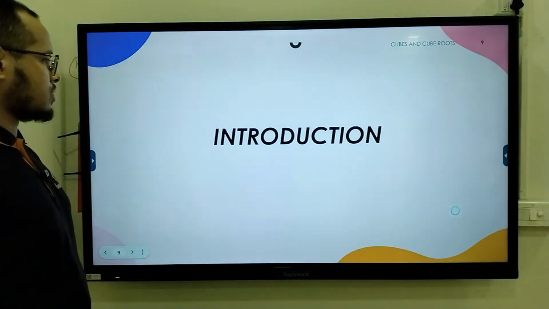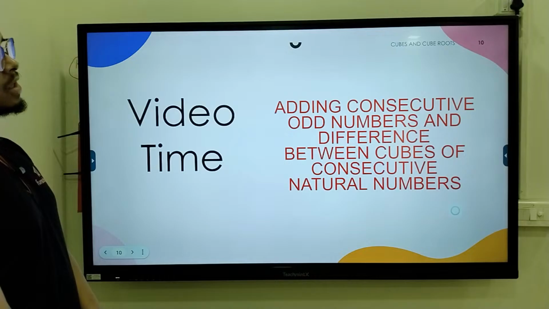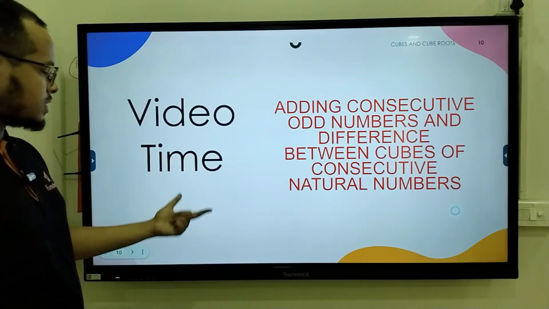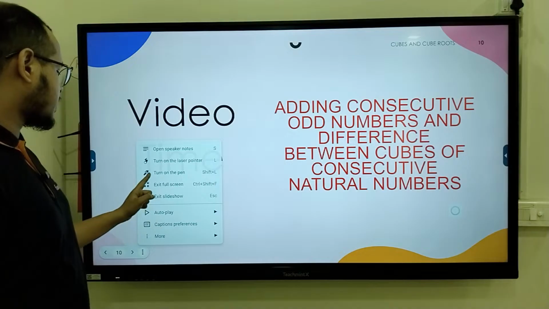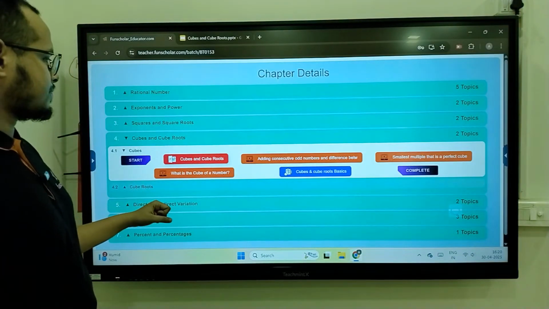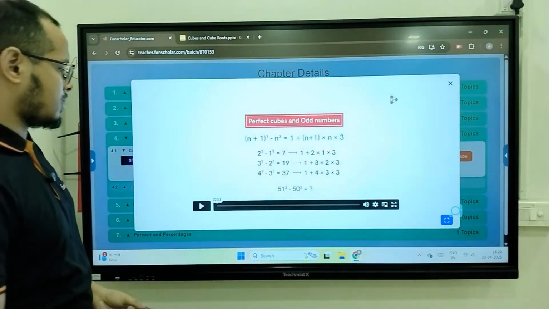Okay, now let's begin. Now there is a video on adding consecutive odd numbers and the difference between cubes of consecutive natural numbers. We have done what the differences are in case of squares. We have also found this out, right? So let's do this in case of a cube. Okay, let's watch the video and see what this is about.